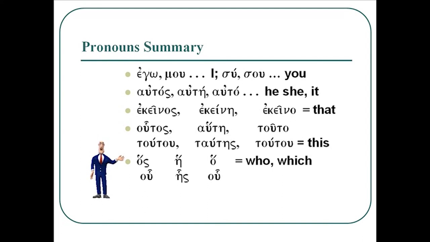And then you've got the relative pronouns, hos, he, ho, who and which. And these do not take the tau on the front. And you also have to be careful for the he and the ha, that you don't confuse these with an article. These have the acute accent as opposed to the article, which is simply he and ho without the acute accent.